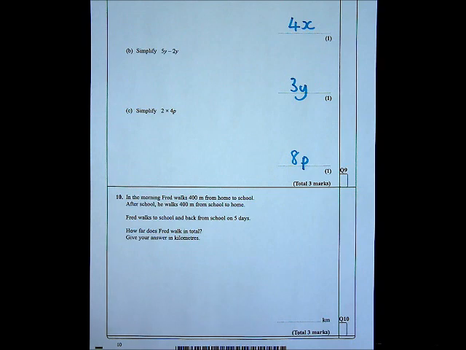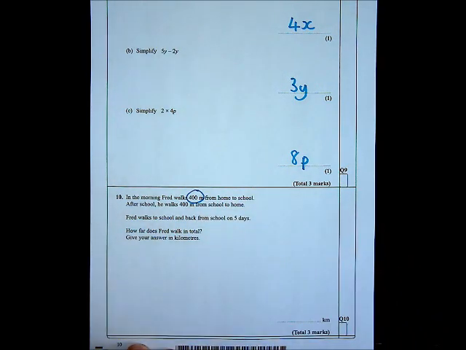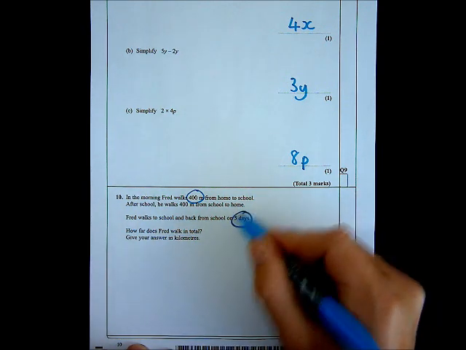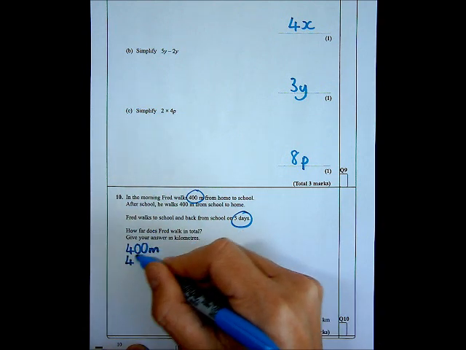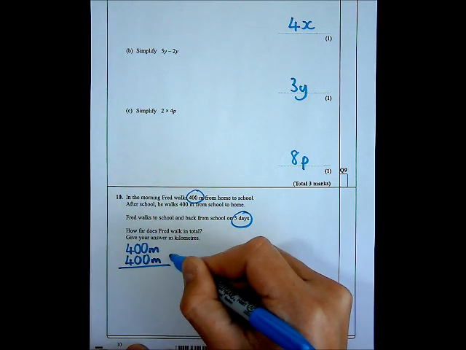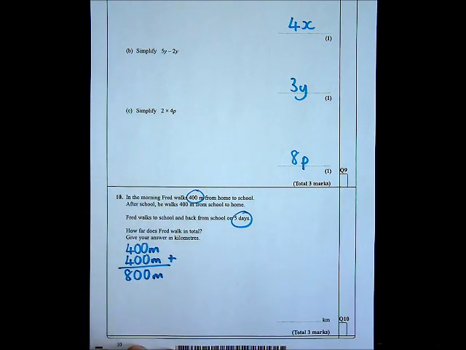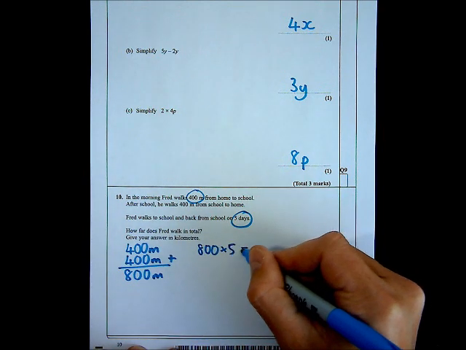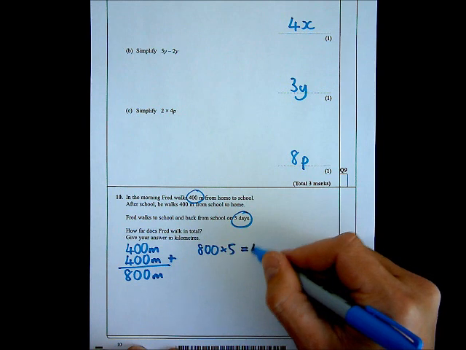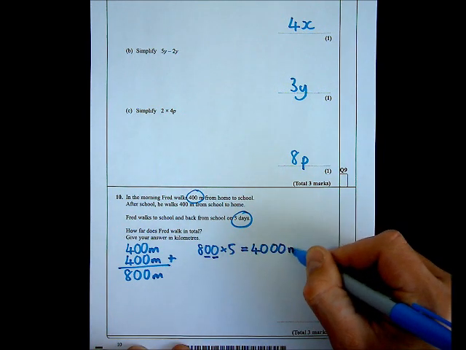In question 10, I'm told that in the morning Fred walks 400 metres home from school, and then after school he walks the 400 metres back. So he does this for 5 days. So each journey would be 400 metres, and he does that twice in one day. So that would be 800 metres. And he does that 5 times, so I'm going to do 800 times by 5. Now 8 times by 5 would be 40, and I've still got 2 zeros to add on. So that is 4,000 meters.